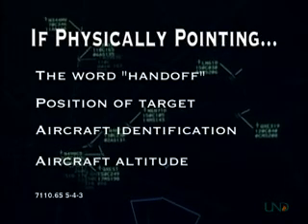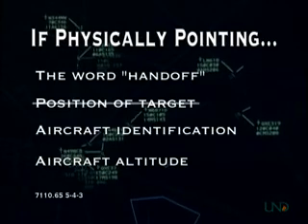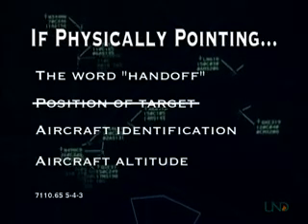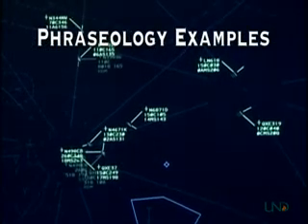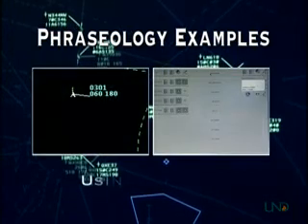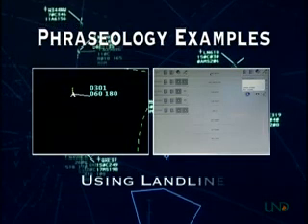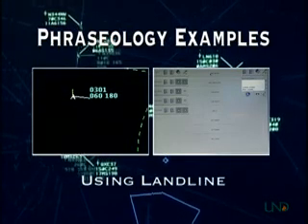If you are physically pointing to the receiving controller's display, you do not need to state the target's position, but the rest of the information must still be stated. Here are some examples of methods and phraseology for transferring radar identification. A manual handoff can be completed on a landline, such as for an airfiled IFR aircraft.